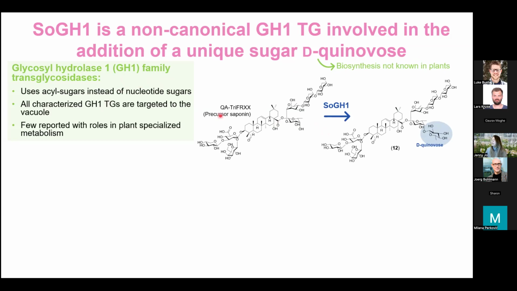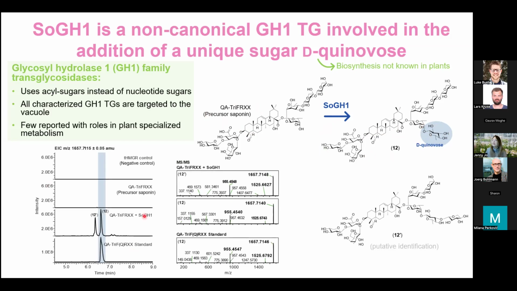But interestingly, if I add all the soapwort genes required to make this precursor saponin, and this gene SOGH1, which we found through co-expression analysis using SOBOS1, the first step in triterpene biosynthesis, as a bait gene, we get a product with an addition of D-quinavose in it.